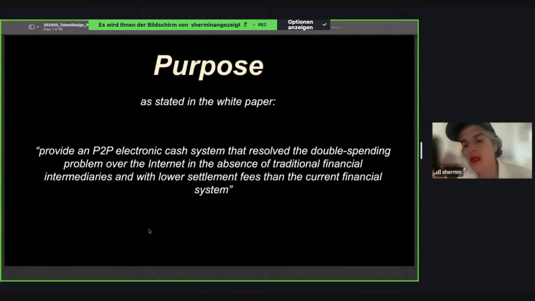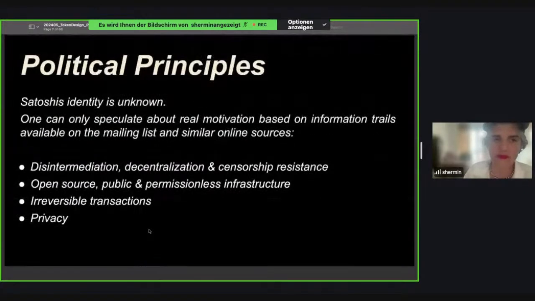So if you remember, last time I urged you, if you create a token system, to try to be very specific and try to put it in one sentence, even though it's a long sentence. Here it is very clear what they're trying to do. Now, that was the purpose.